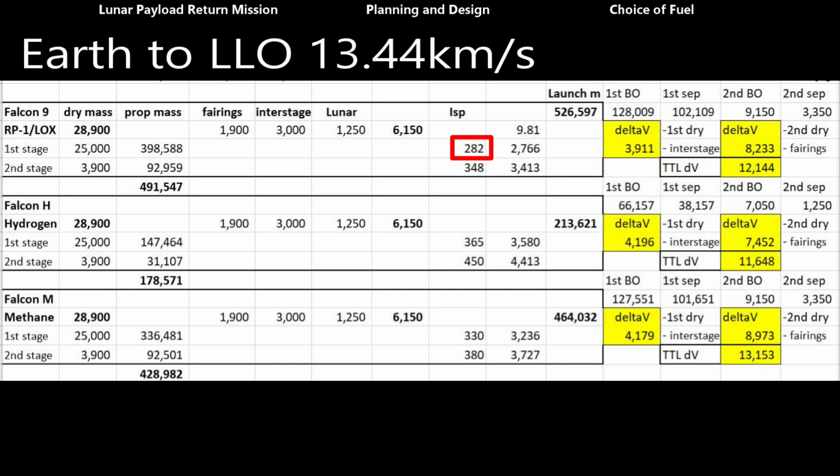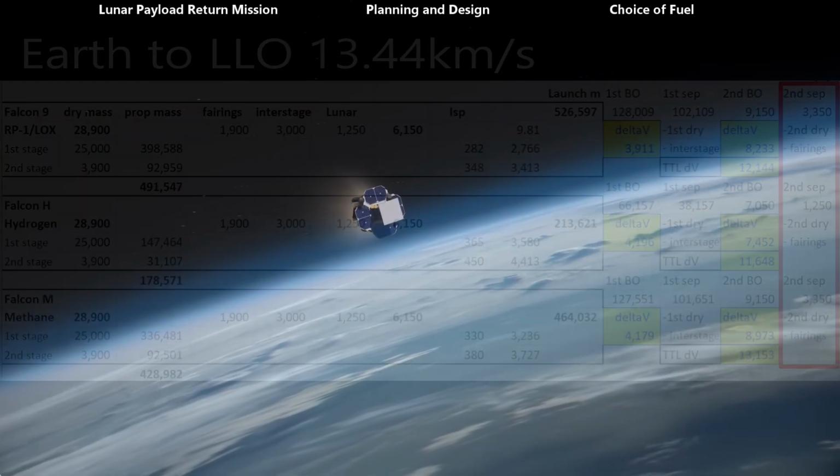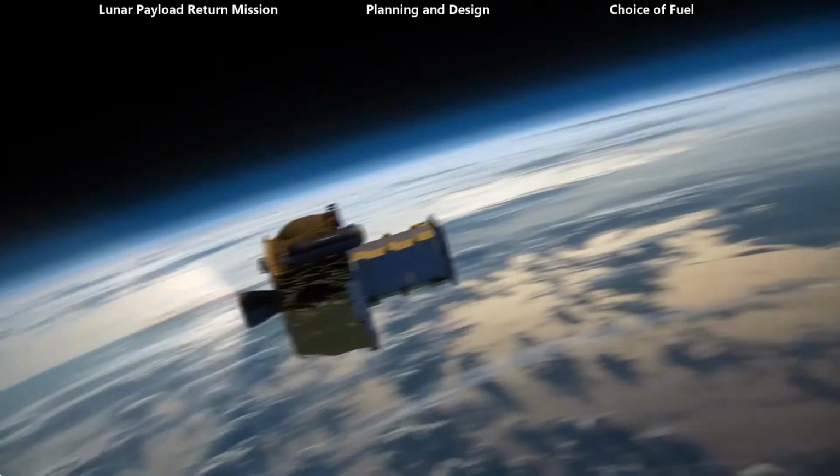Now we can use the sea level specific impulse to calculate the delta V at first stage burnout. Then we get rid of the first stage dry mass and the interstage and fire the second stage engine. We burn all that fuel and calculate our delta V from the vacuum specific impulse. Then we get rid of the fairings and second stage. Now we have our lunar propulsion module and exploration system to head on to the moon.